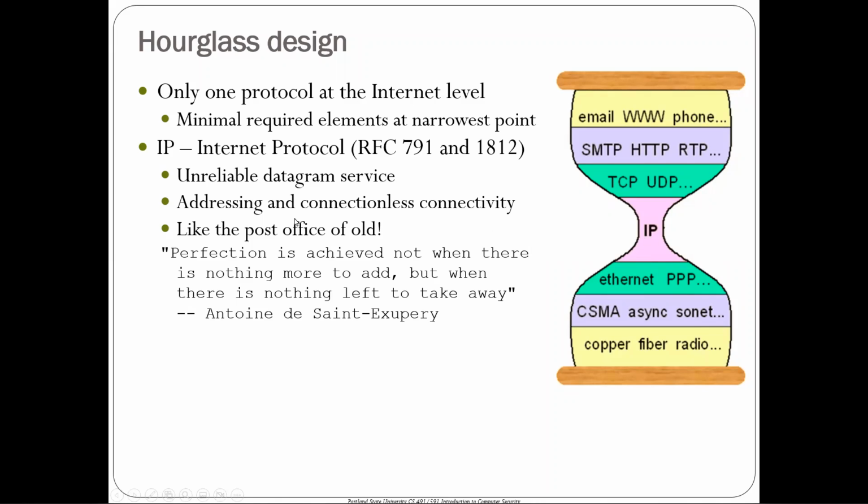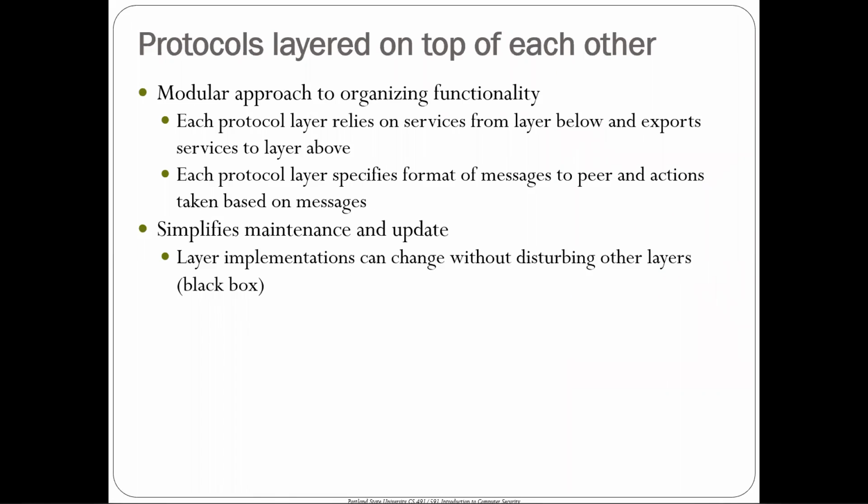The RFCs that define the internet protocol are 791 and 1812, and it's an extremely simple implementation. The way things work is that these protocols are layered right on top of each other, like you see in that hourglass. It allows you to take a modular approach to designing communication, and it allows for interoperability.